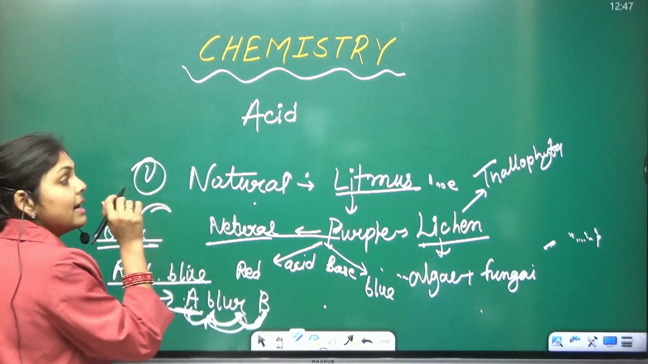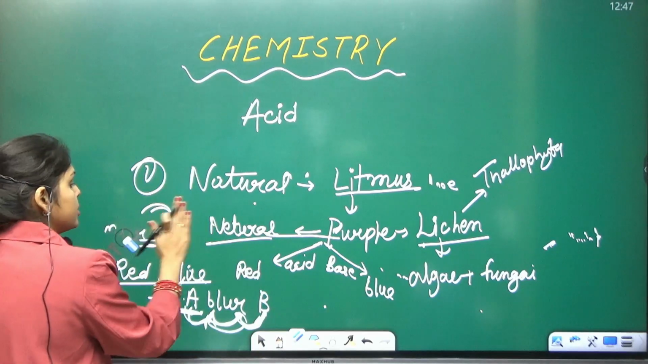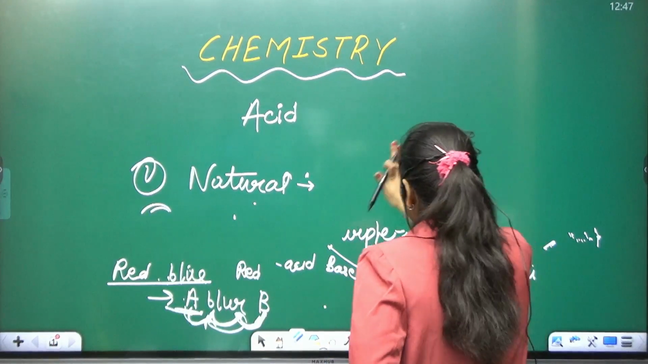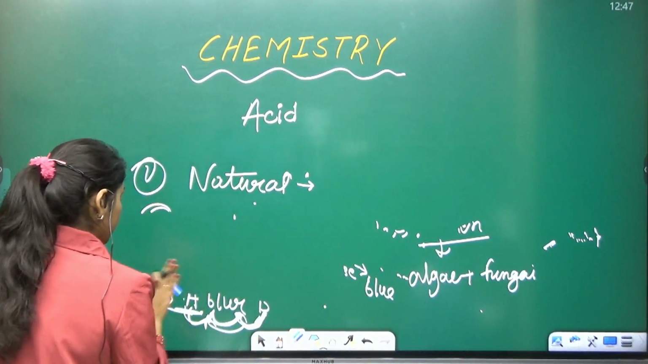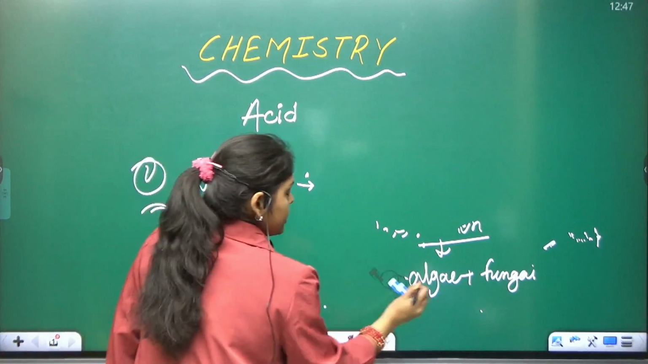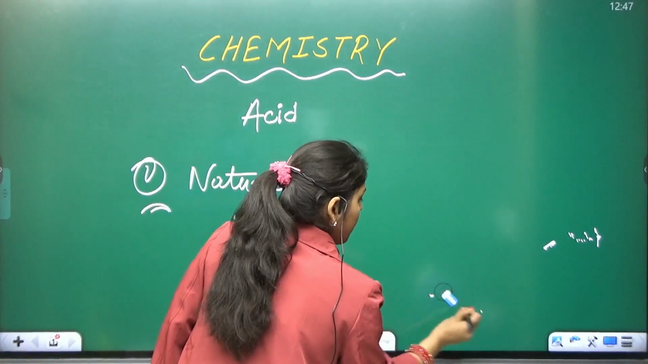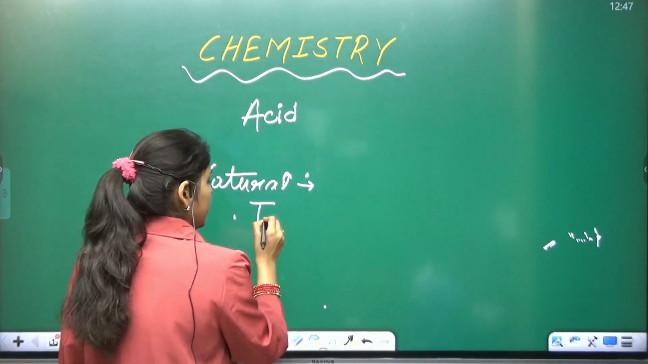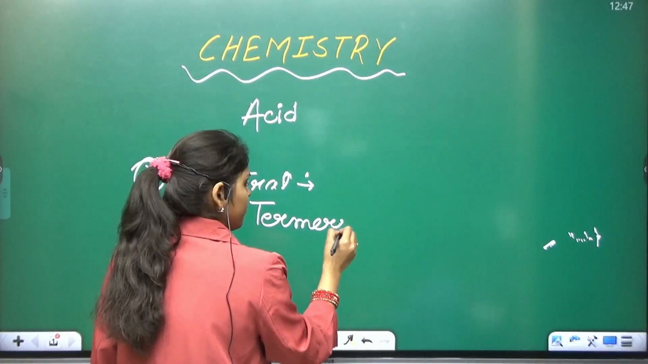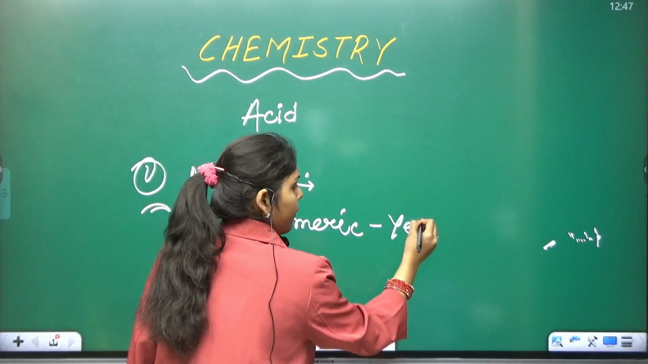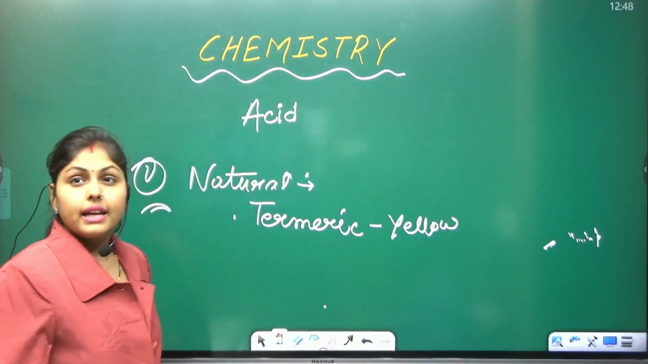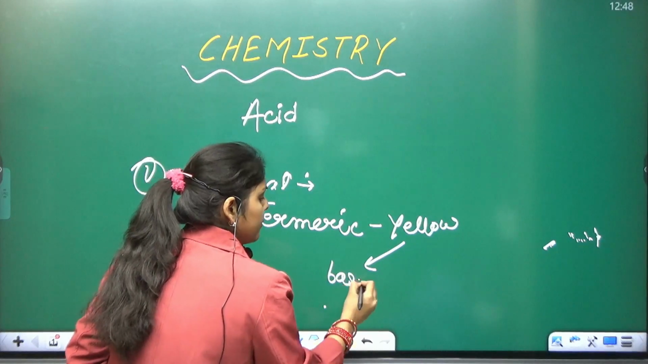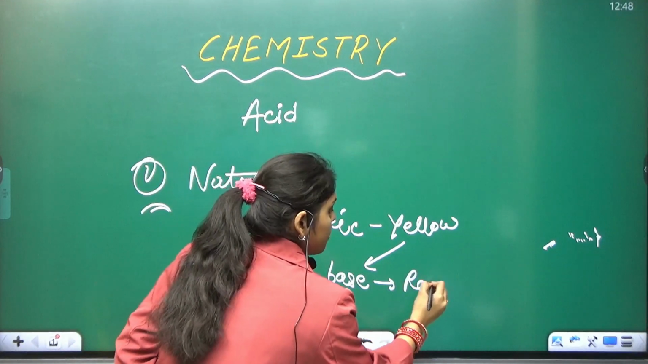Now we go to the second natural indicator, which is turmeric. Everybody knows that turmeric is a yellow color dye, which on adding base converts into a reddish yellow, reddish brown, red brown color.